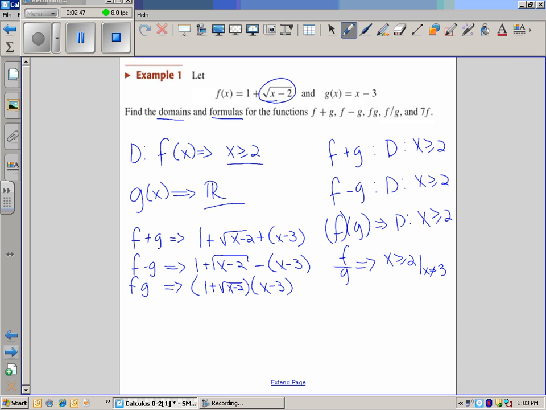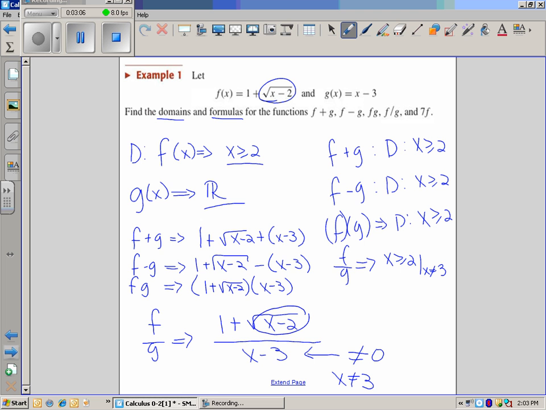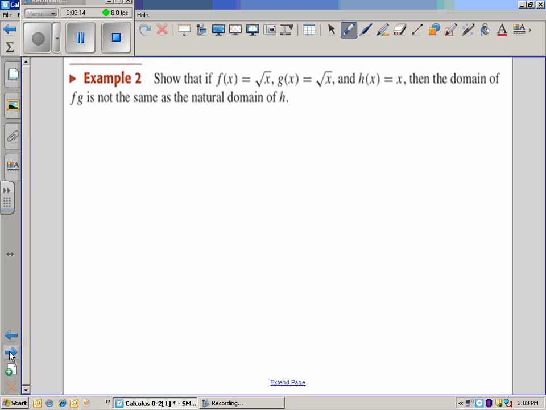And here's the one that I said we need to mention, and this is f over g. That's because fractions have an inherent issue, and we should all remember that in math, this bottom can never be equal to 0, which means x cannot be 3. And then we have the same issue here, x has to be greater than or equal to 2. So all there is, x greater than or equal to 2, such that x cannot be equal to 3. All right, so there's the example.